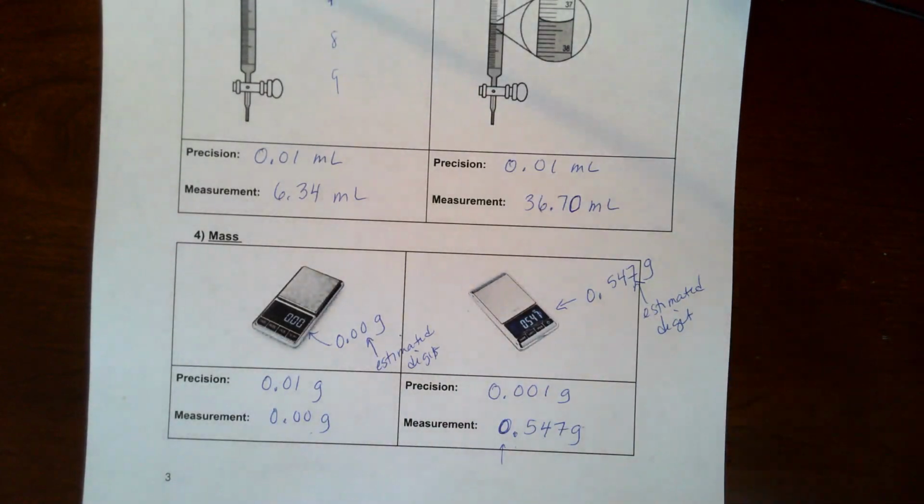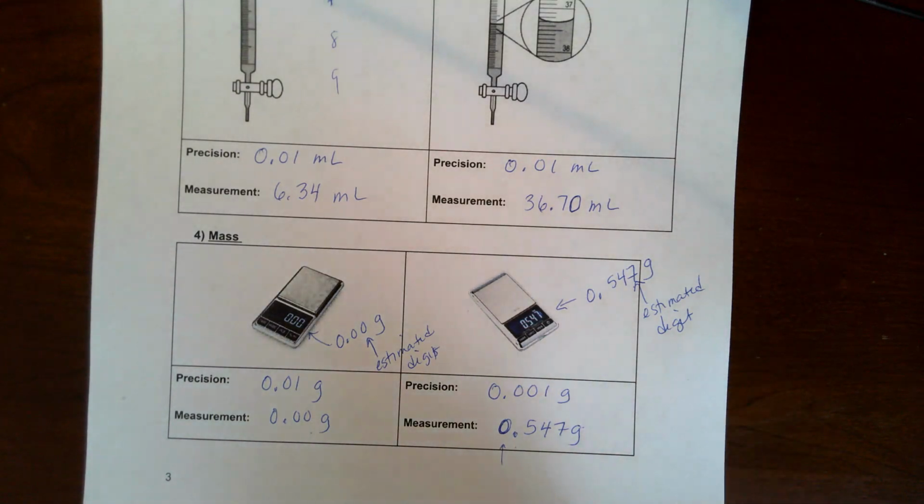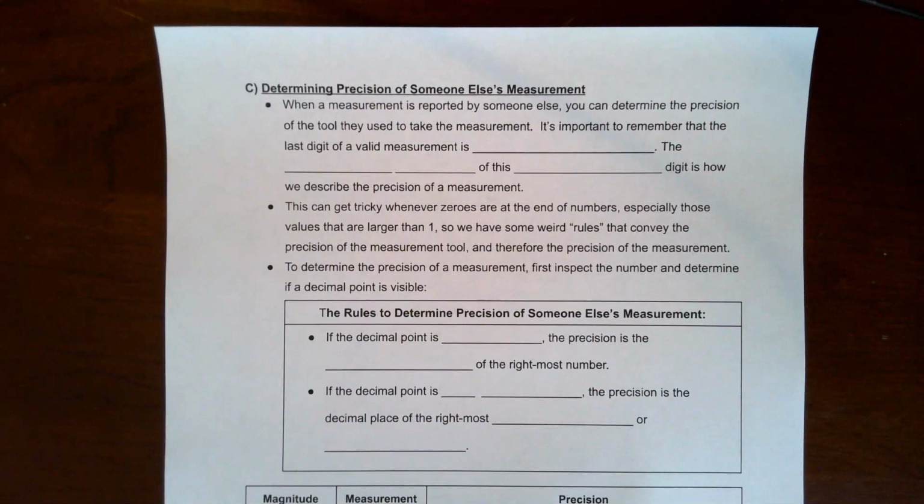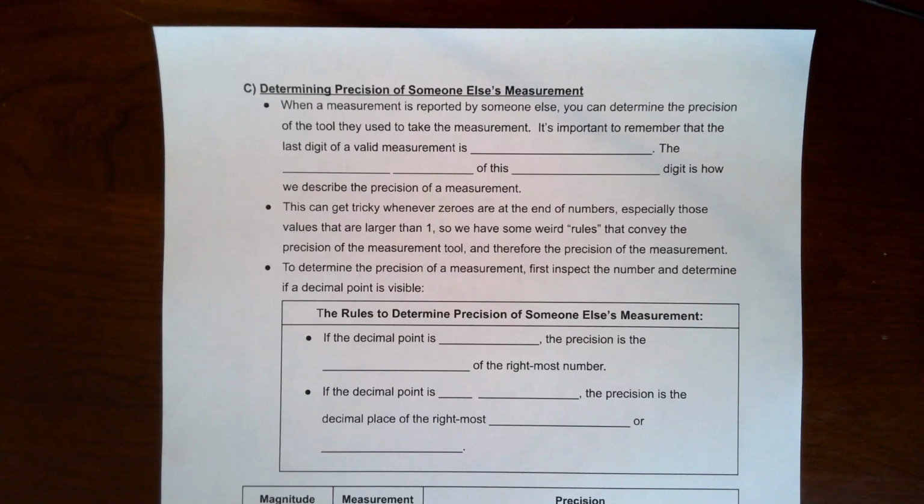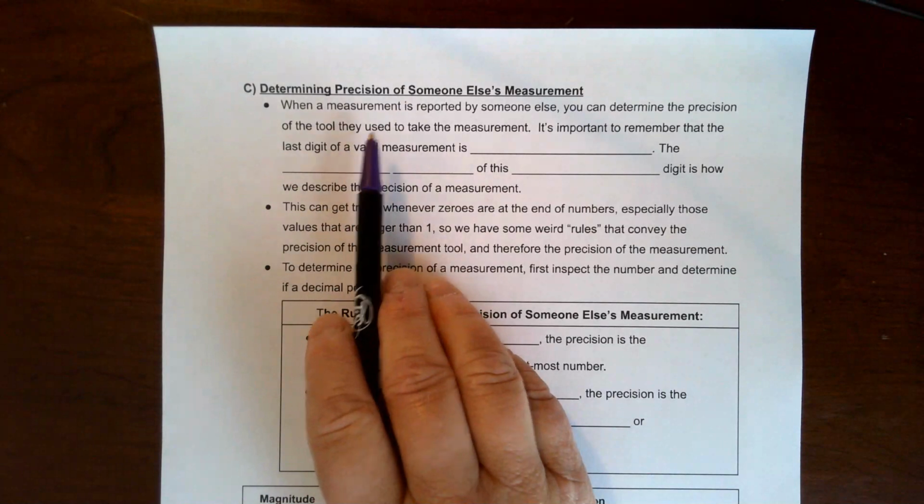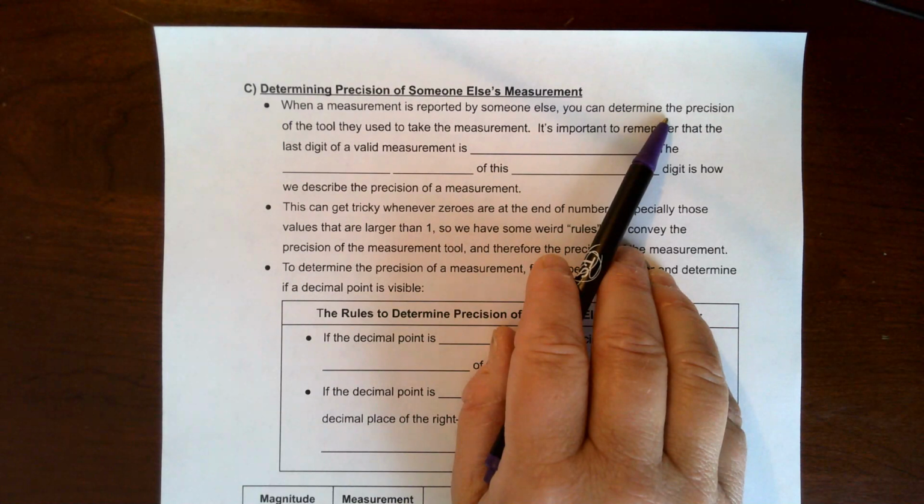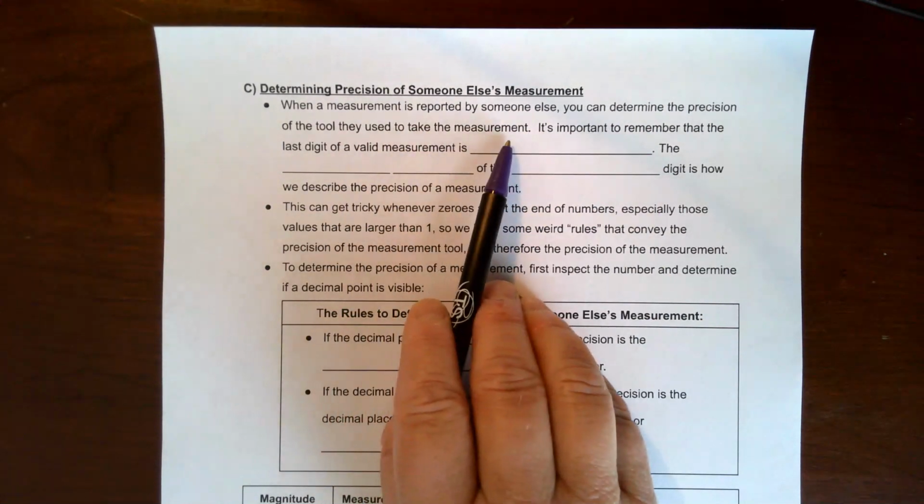All right, so all of the examples we've done so far have been you as the scientist recording the measurement. You're the one in these examples, you've looked at the instrument, you've recorded the measurement. But that's not always going to be the case, right? There's going to be times when you are going to have to look at someone else's measurement, and you are going to have to determine the precision of that instrument. So when a measurement is made by someone else, you can look at that measurement and determine the precision of the tool that they use to make the measurement.